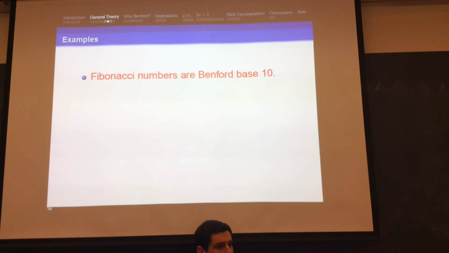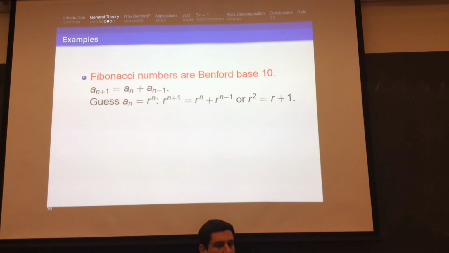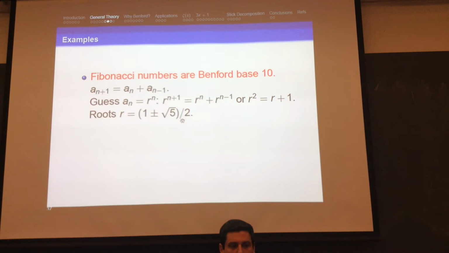Let's look at the Fibonacci numbers. We've talked about the Fibonacci numbers many times throughout the semester. We have this fundamental relationship, a_(n+1) is a_n plus a_(n-1). We guess a_n is r to the n. We get a really nice polynomial equation called the characteristic equation. We solve for the roots: r equals 1 plus or minus root 5 over 2.